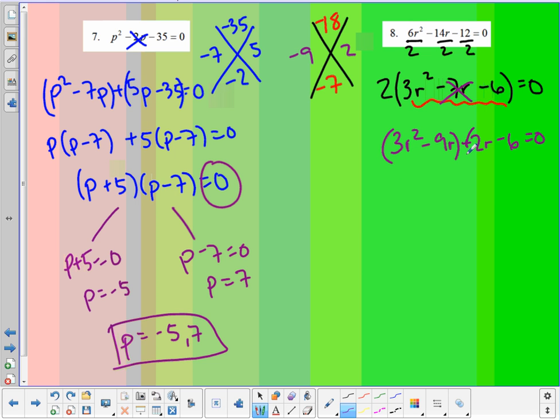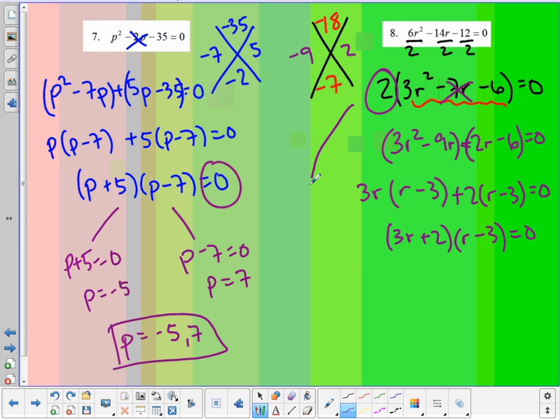I group those, and I pull out a 3r, leaving me with r minus 3. And I pull out a negative 2, leaving me with r minus 3. I'm sorry, that should be a positive 2 because this is a positive 2r minus 6. So pull out a positive 2, leaving me with r minus 3, and that's all equal to 0. Putting your factors together, you have 3r plus 2 and r minus 3. Okay, so now this GCF comes back down and is part of my factored form.